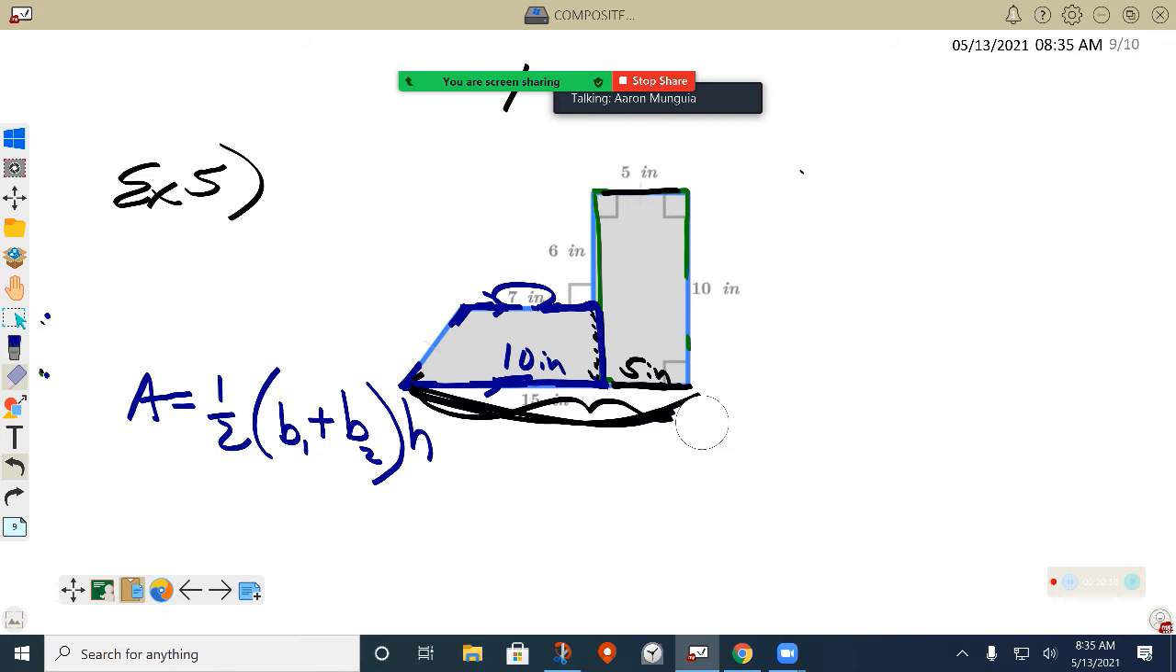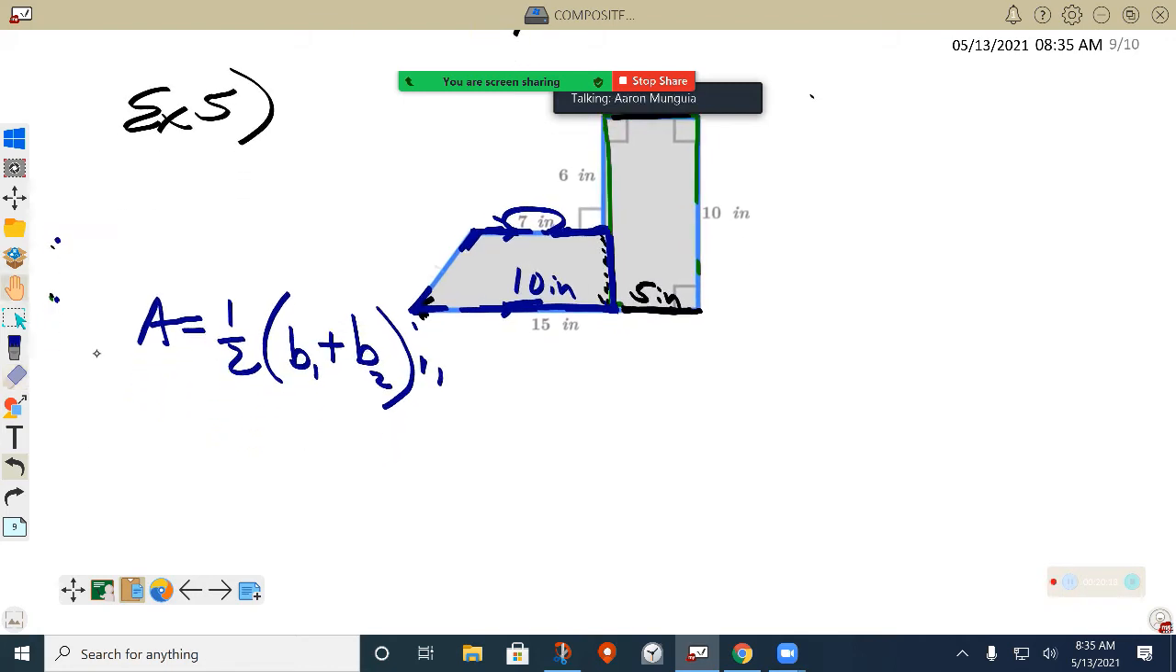Take that as a yeah. So notice the 10 and the 5 inches make up the 15 inches. That 10 inches is one of the bases. All right, let's rock and roll.